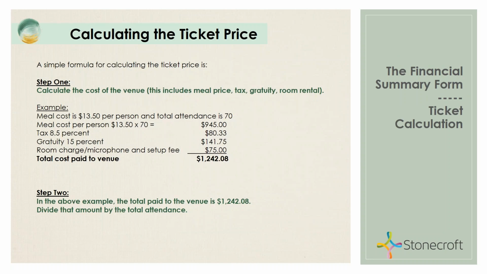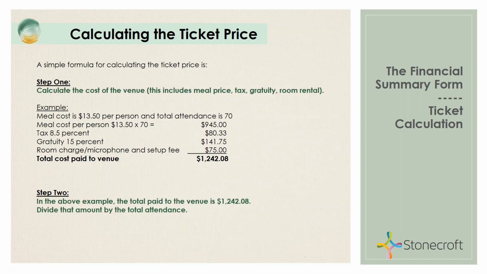Calculating the ticket price. A simple formula for calculating the ticket price is: Step 1. Calculate the cost of the venue. This includes meal price, tax, gratuity, room rental. Here's an example. The meal cost is $13.50 per person and total attendance is 70. Meal cost per person, $13.50 times 70 is $945. Add on tax, in our example, is 8.5% at $80.33.